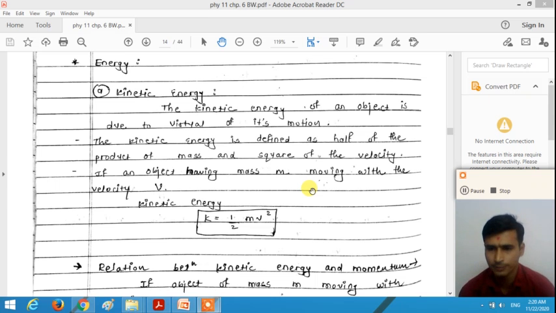You can usually calculate with the help of this formula, right? Mass of the object is 2 kg, velocity is 20 meter per second, speed is 20 meter per second. So put the value and you can easily find the kinetic energy. If a person having a mass of 60 kg is moving with a speed of 10 kilometer per hour, you can easily calculate the energy associated with this person, right?